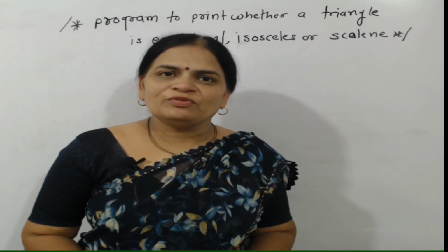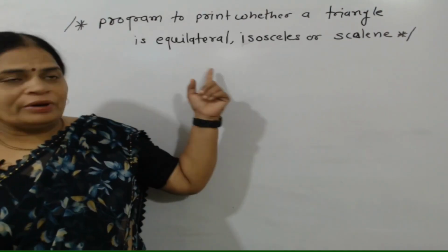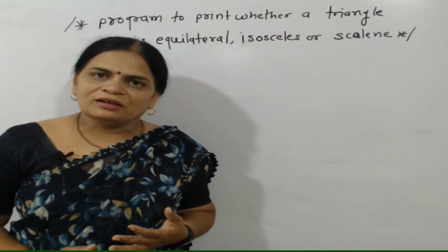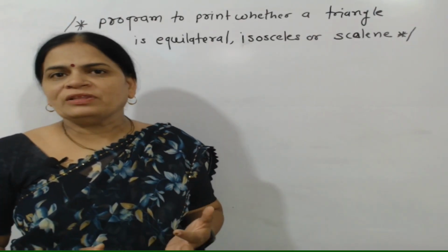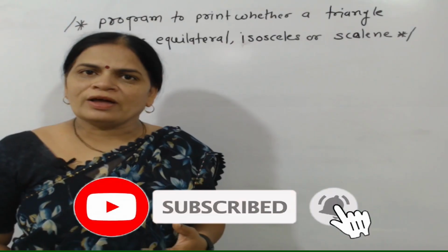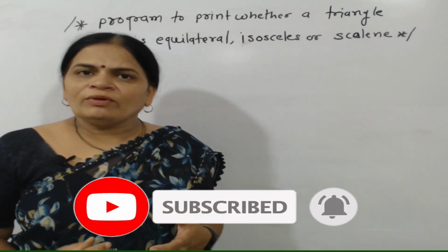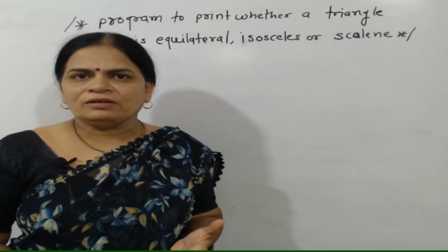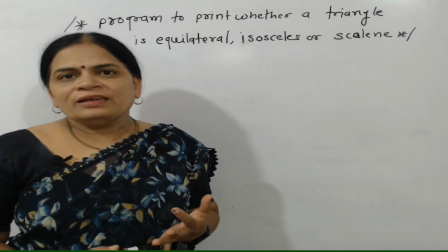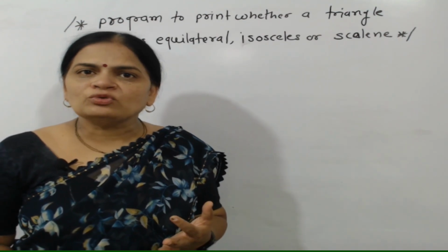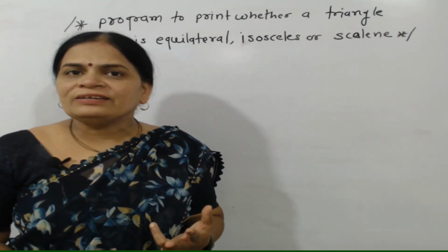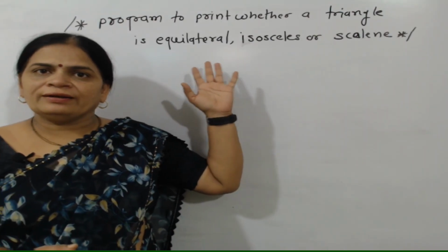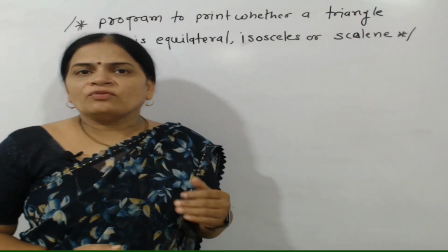So here in this lesson we will be doing one more program to print whether a triangle is equilateral, isosceles or scalene. You all know what is meant by an equilateral, isosceles or scalene triangle. An equilateral triangle is one whose all sides are equal. Then an isosceles triangle is a triangle whose two sides are equal, and a scalene triangle is one whose all three sides are unequal.